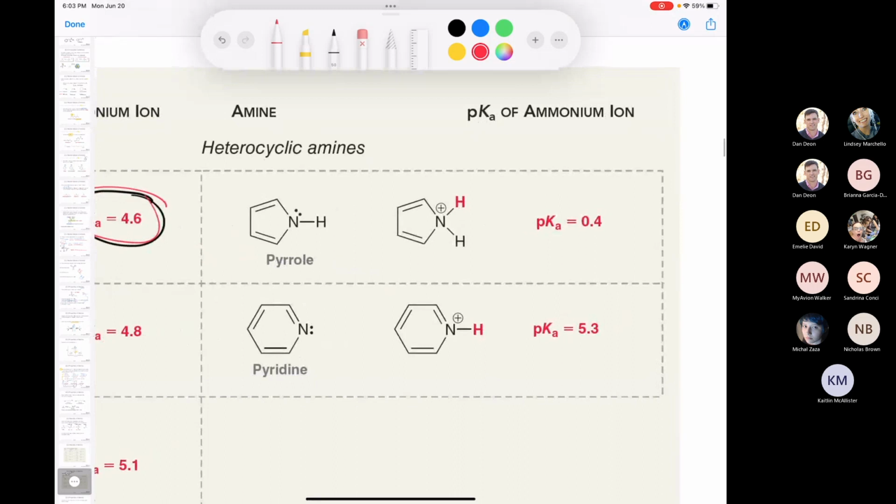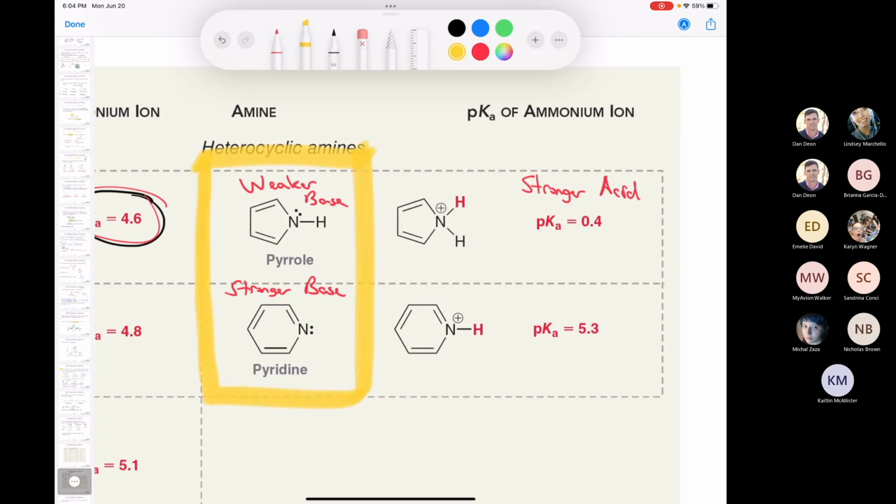If we compare the pKa's of the ammonium ions of pyrrole and pyridine, you see there's a huge difference in the pKa's of their ammonium ions. The pyridinium has a pKa of 5.3, whereas the conjugate acid of pyrrole has a much lower pKa. Why is that so acidic? If this is a stronger acid, let's go through the rationale again. Stronger acid means this is a weaker base, and pyridine would be a stronger base. I'm just comparing these two bases.